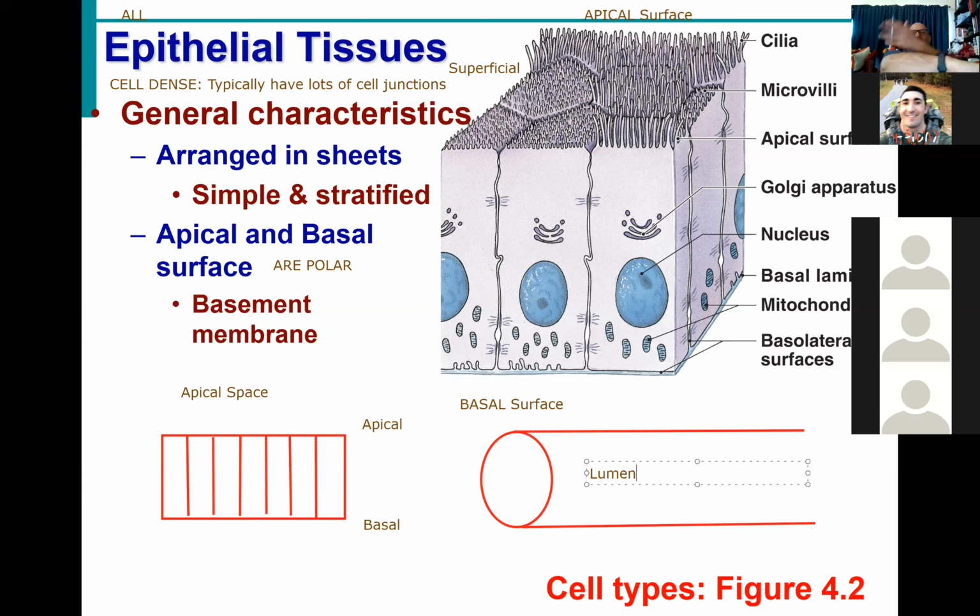So all lumens are apical spaces, but not all apical spaces are lumens, right? This is an apical space, but it's clearly not a lumen. But any lumen is an apical space. It always is above the apical surface. Now, if epithelial tissues are the top tissues, then there is definitely going to be some kind of stuff underneath them.